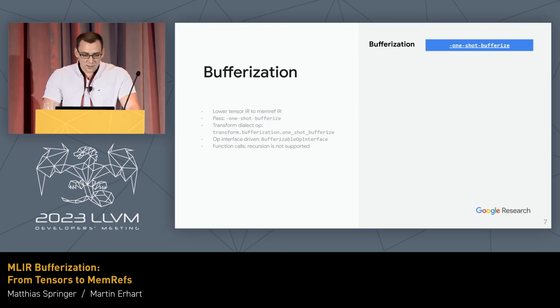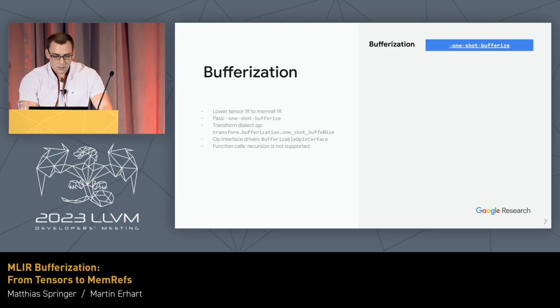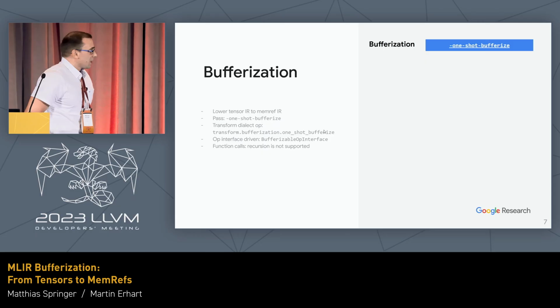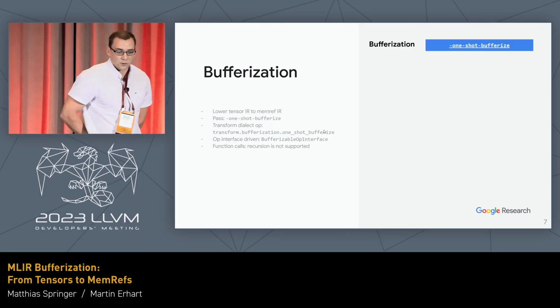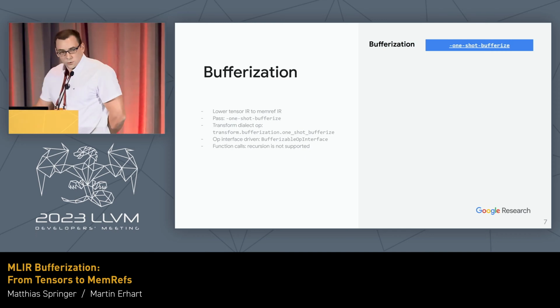So we have a pass for that. It's called One-Shot Bufferize. It's also exposed to the transform dialect via this One-Shot Bufferize op. It's op interface driven. So that means if you want to bufferize your own ops, you just have to implement this bufferizable op interface. And then you're good to go.